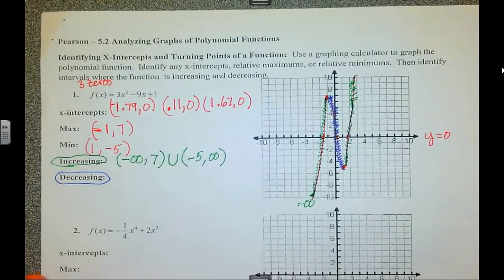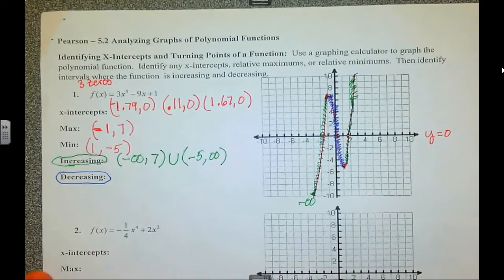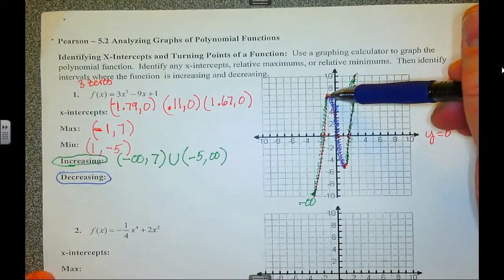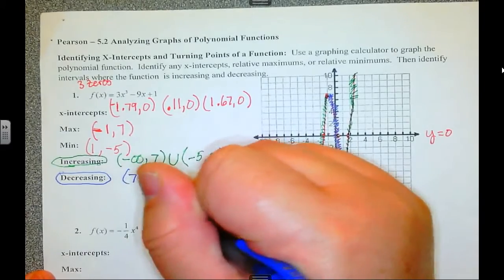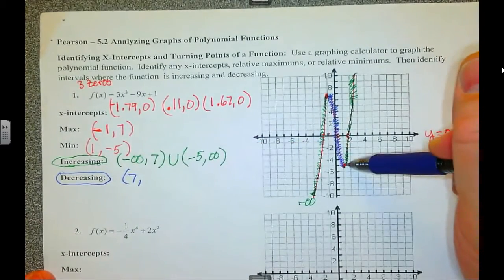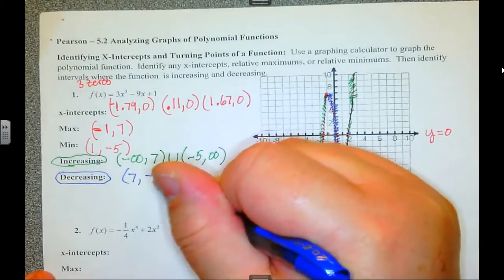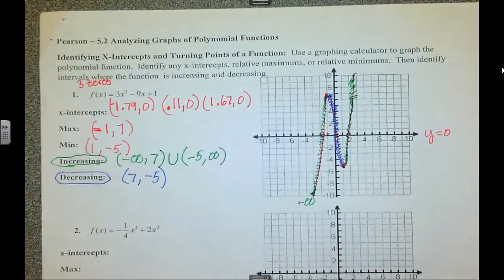Okay, how about decreasing? Where's it going to start? 7. Good. Where's it going to end? -5. See how easy that is? That's the only new thing you're learning. Everything else you guys know how to do. Right? Easy peasy, right?